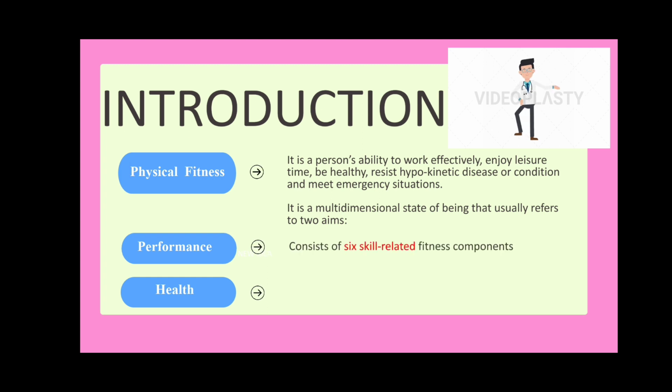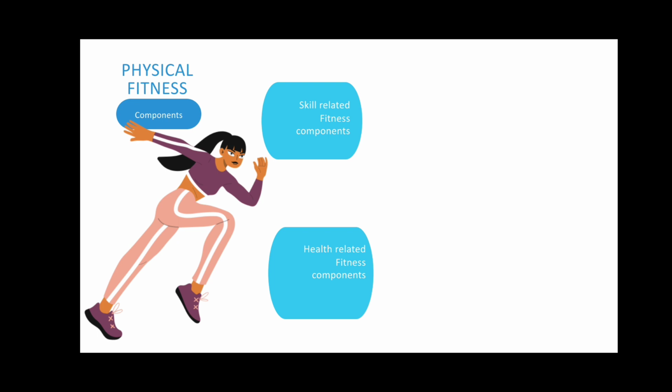In case of performance, it consists of six skill related fitness components. On the other hand, in case of health, it includes five health related fitness components. Now, the physical fitness components. So these are the skill related fitness components and the health related fitness components.